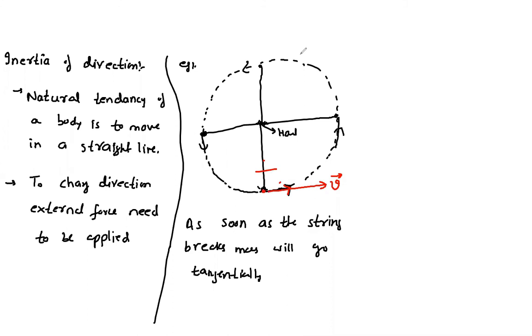There are plenty of examples, like if a car is moving on a circular track, whenever it takes a sharp turn, you feel a force which is in the outwards direction. The reason is the same.